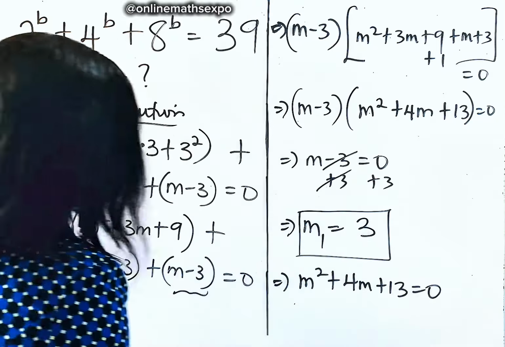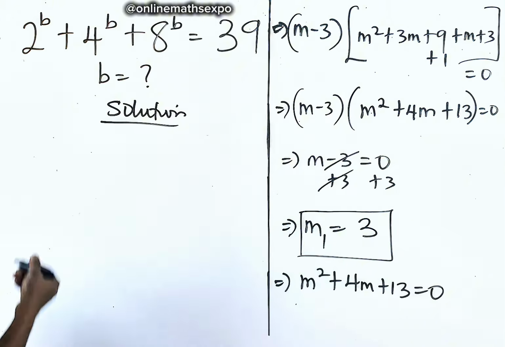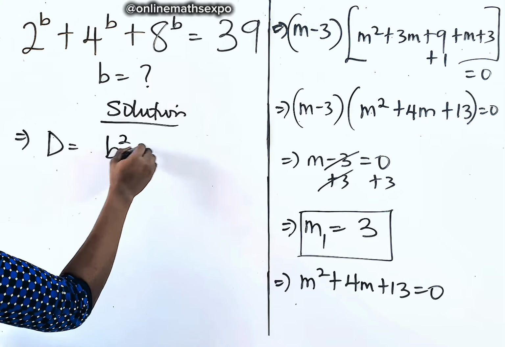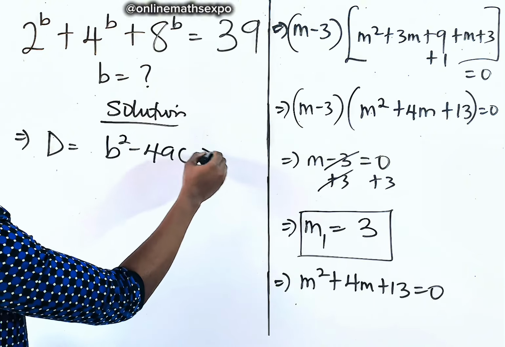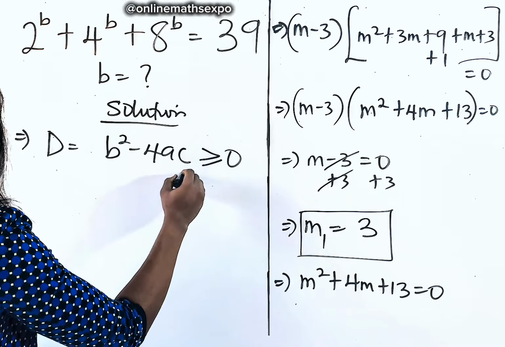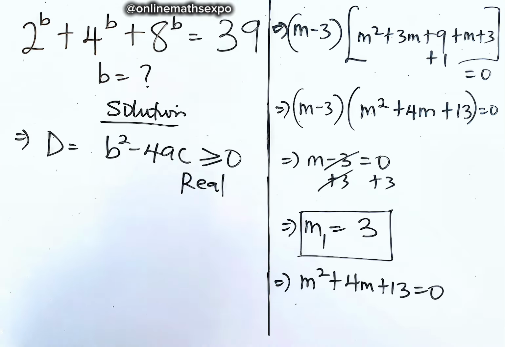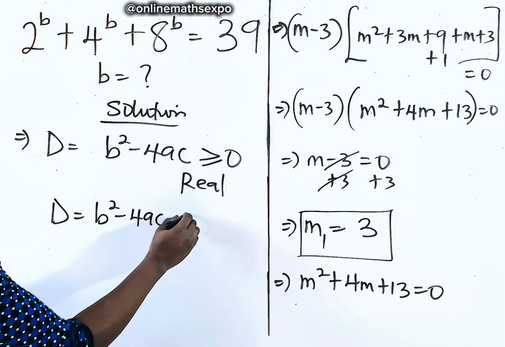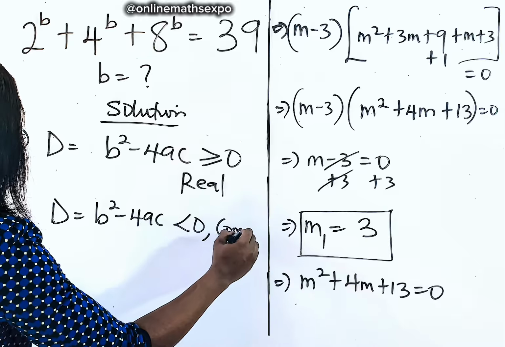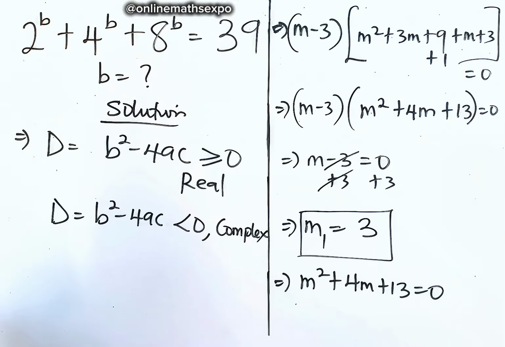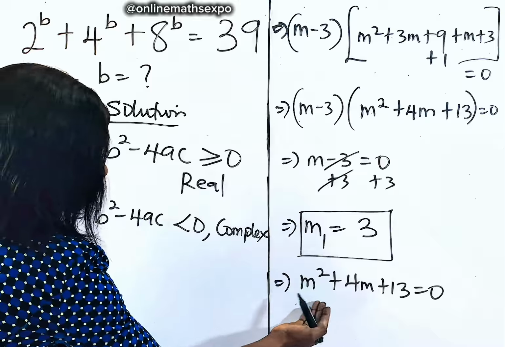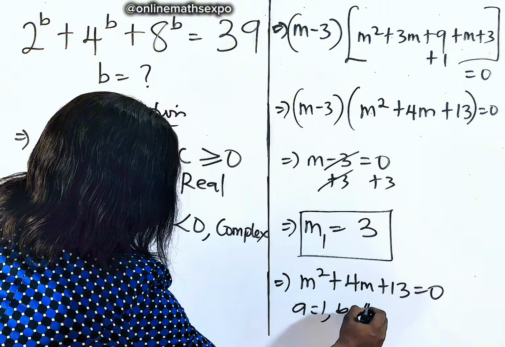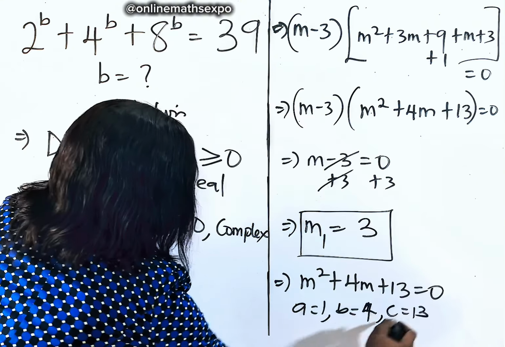Now to test for this, we use the discriminant. Let's do it here. To test, we have it that our discriminant is b squared minus 4ac. If this is greater than or equal to 0, we say that it is real and we are going to accept. And if our d, which is b squared minus 4ac, is less than 0, it is complex and we are going to reject. So let's check. Remember, your a is the coefficient of m squared, your b is the coefficient of m, which is 4, and our c is 13.